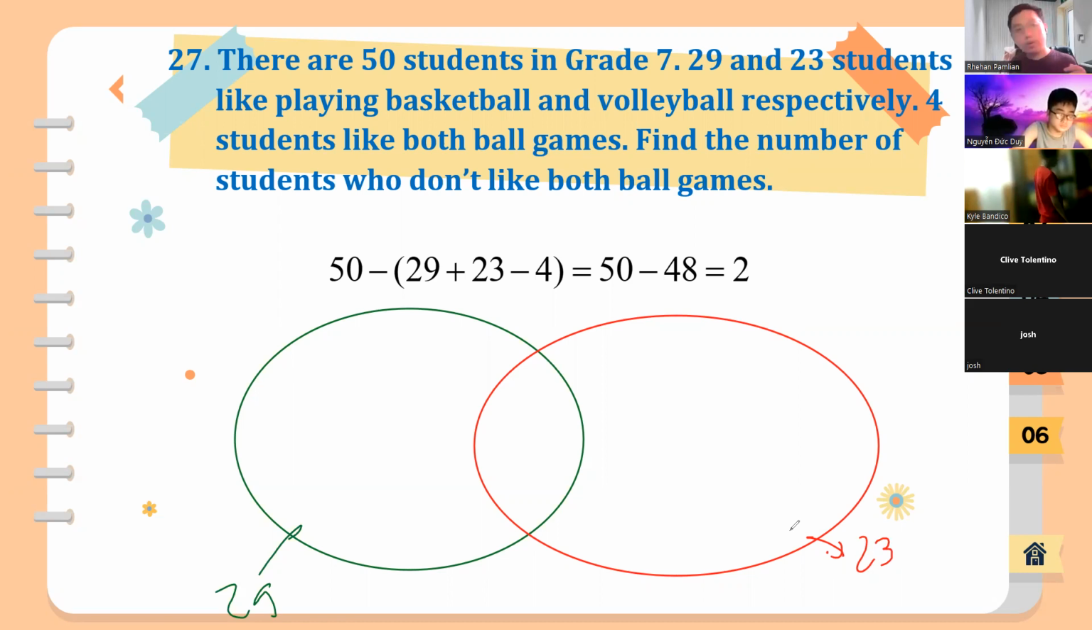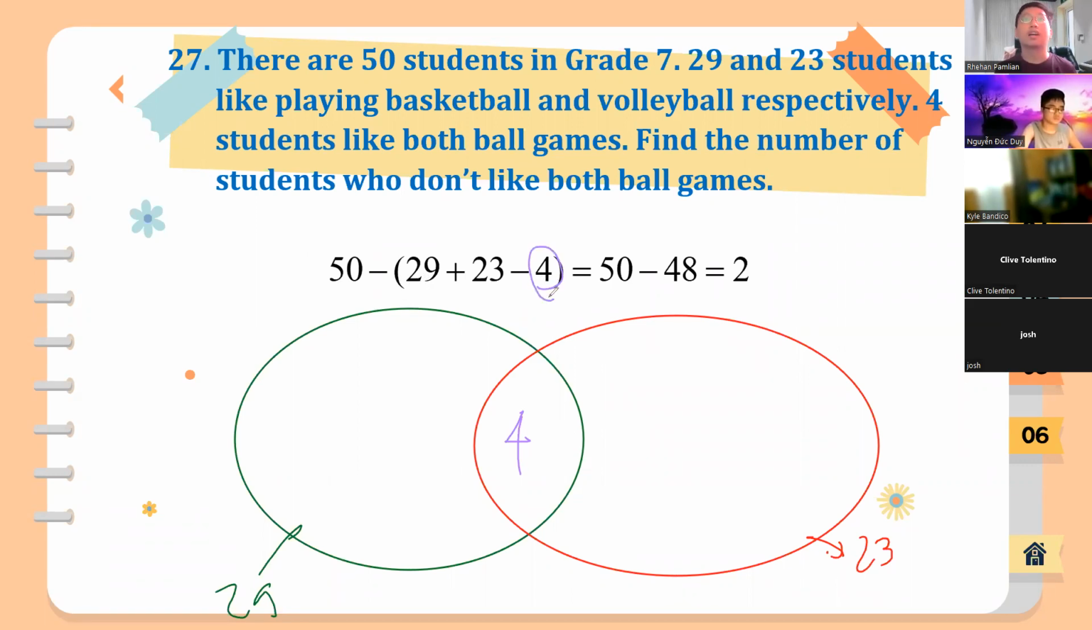Okay, so 29 and 23, and then 4 students like both ball games. So the common part there is 4 students, correct? So find the number of students who don't like either ball game. The easy solution here is 50 minus (29 plus 23 minus 4).